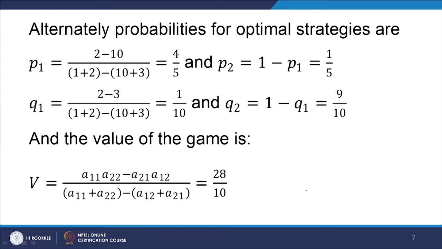And the value of the game can be determined by the formula A11 A22 minus A21 A12 divided by A11 plus A22 minus A12 plus A21, which gives you 28 by 10. So, that is the way to solve a 2 by 2 game which does not have a saddle point.